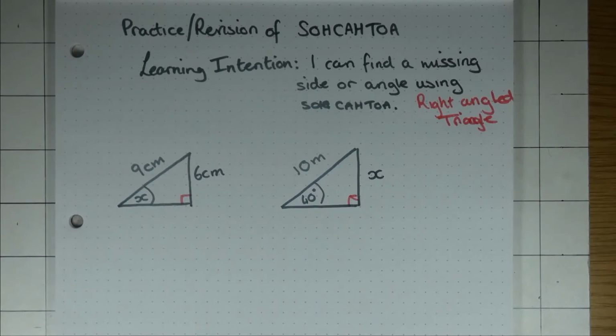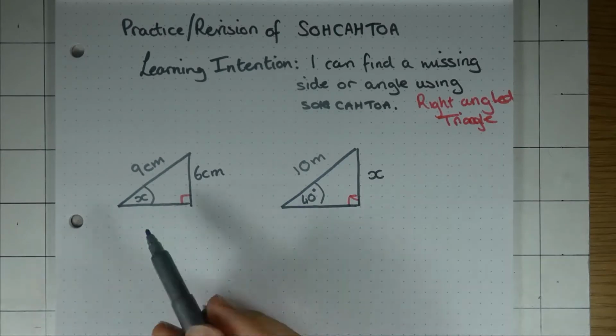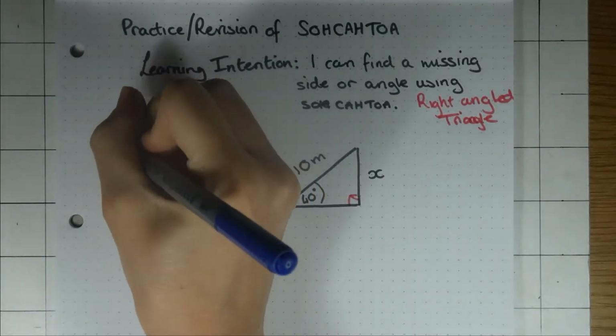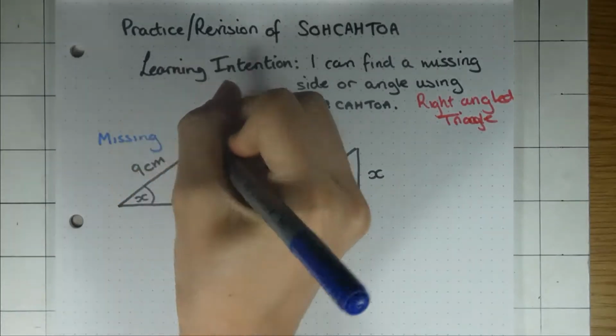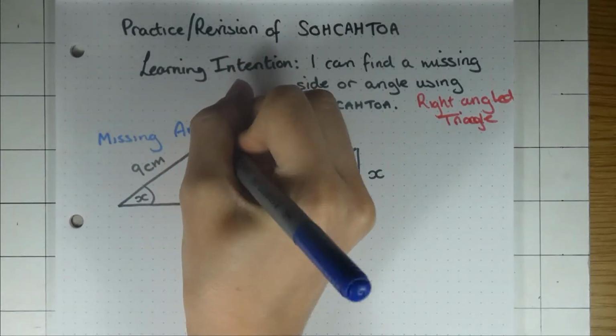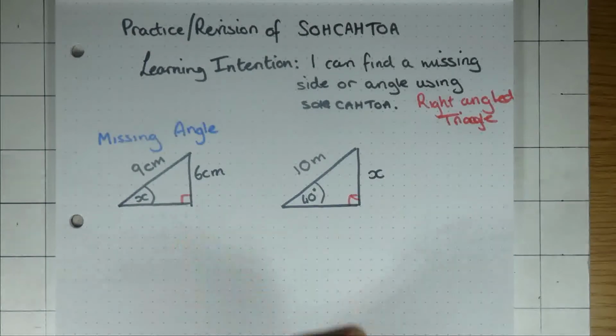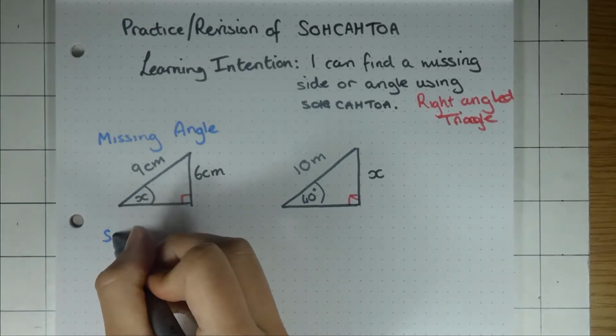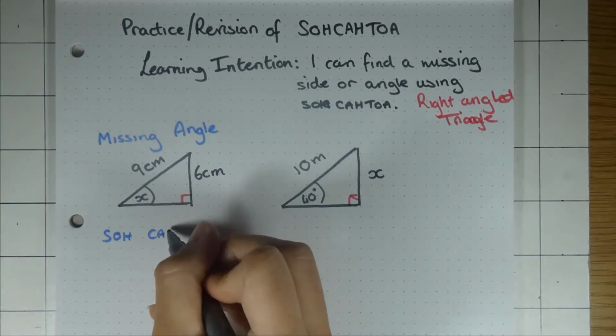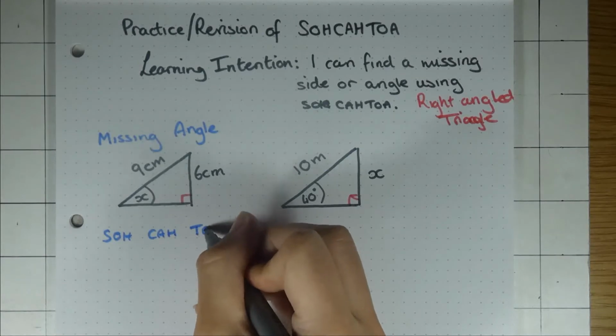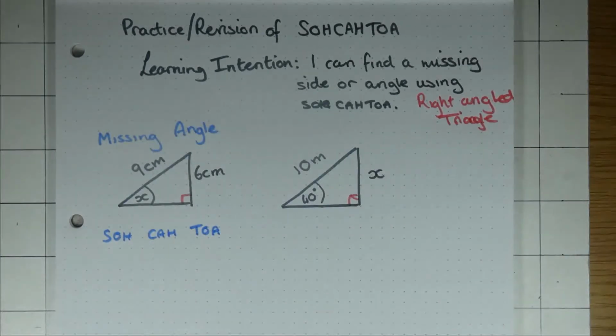So first off, on this side, this is for a missing angle. They both start the exact same. So both of them, I want you to write out, even though it's exhausting for you, SohCahToa. And then you look at the information you've been given. And we need to be careful about what that represents.